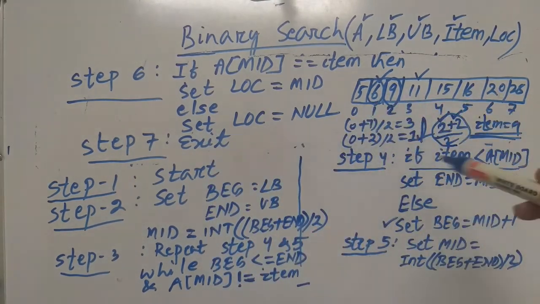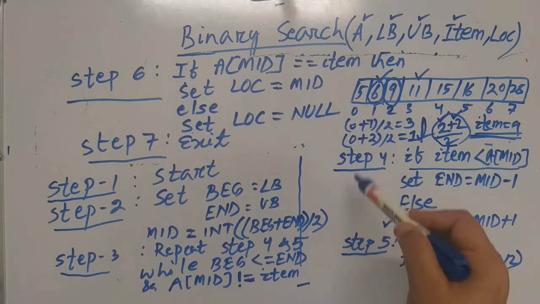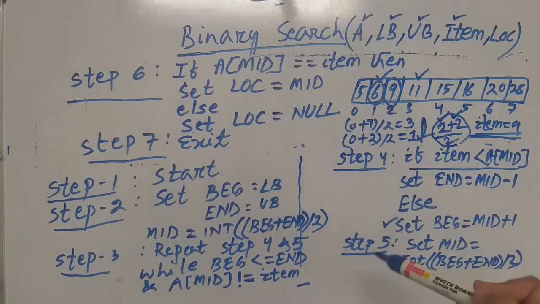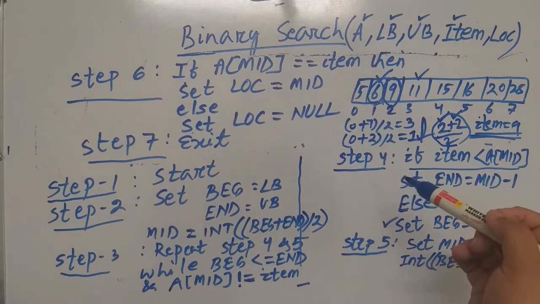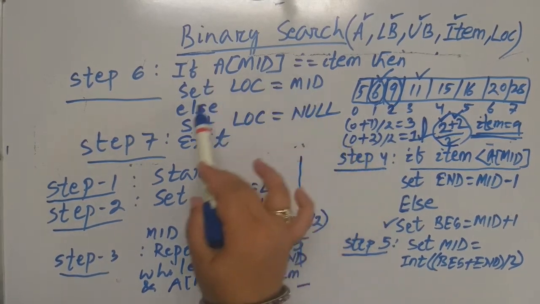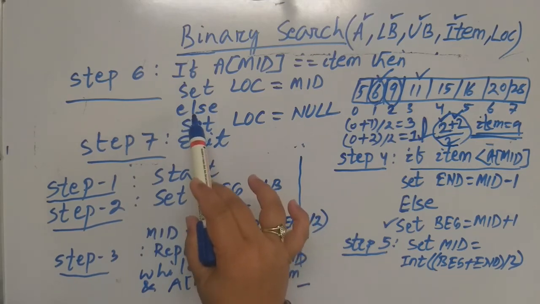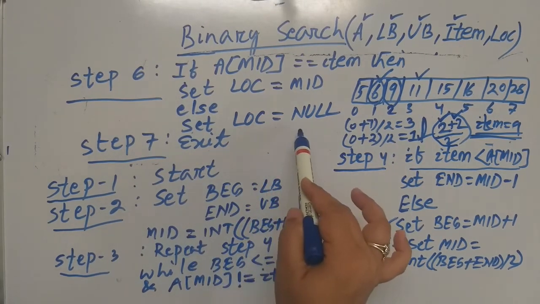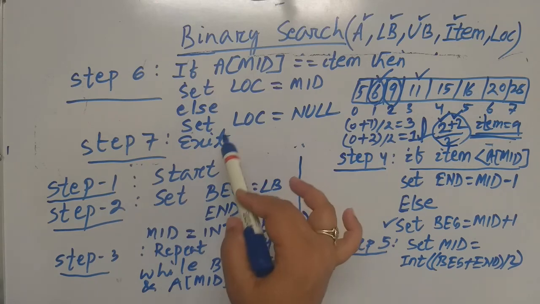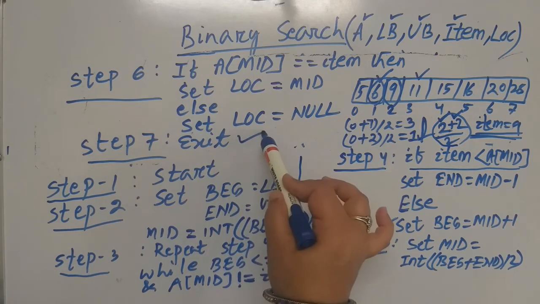Suppose we search the list and the item is not in the list, but this condition is satisfied because the start is equal to the end. We search it and find that the item is not in the list. In that situation the else condition is satisfied, else set LOC equal to null. Like this, and then exit.